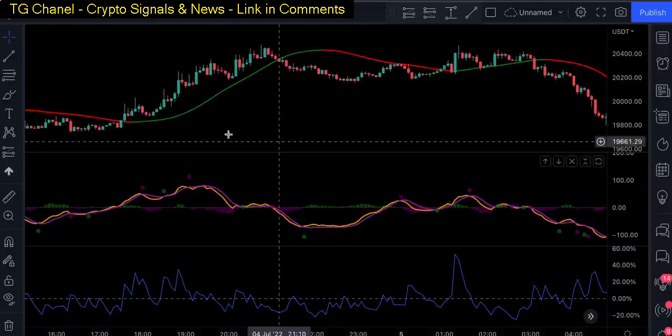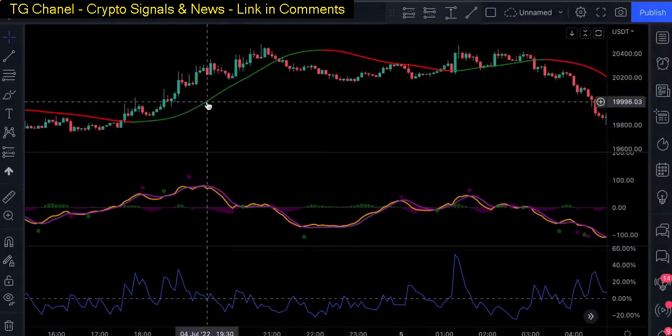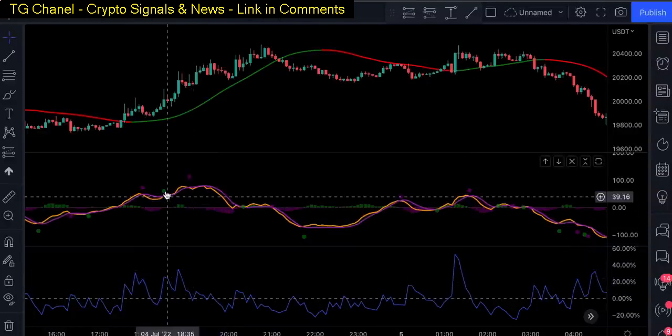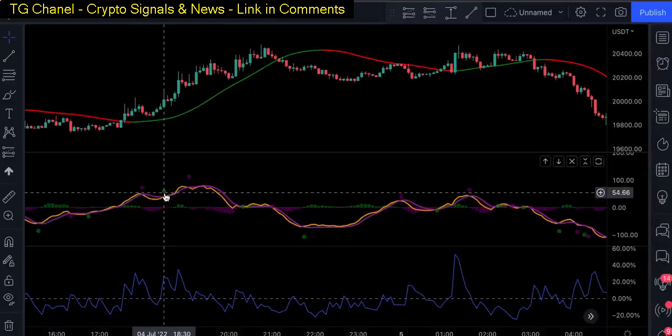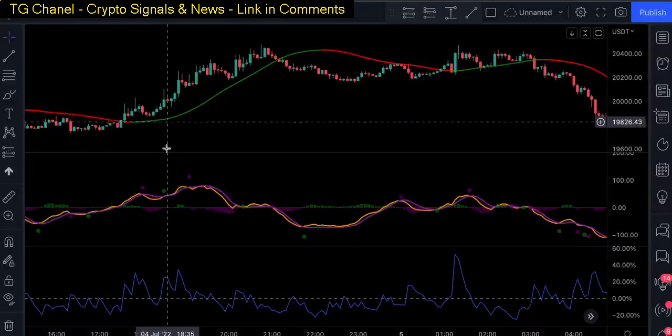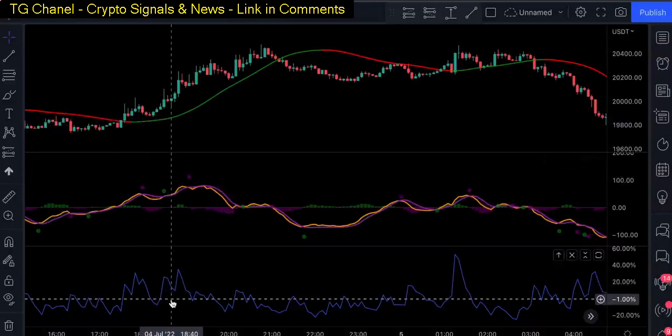For the baseline, we've got this Hull MA, and for the volume indicator, we've got this volume oscillator. And every time the MACD prints a green circle, this would be a signal for us to buy. Of course, we can only buy if the price action is closed above the Hull MA and the line is colored in green. And the volume oscillator has to be above zero.